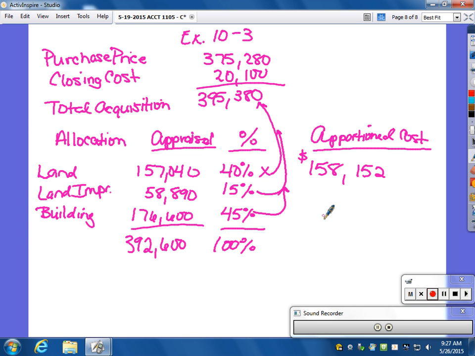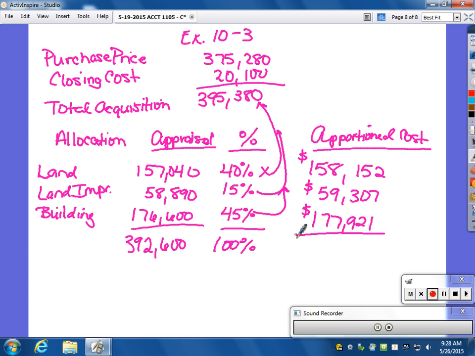15% or 0.15 times 395,380 is 59,307. And 395,380 times 0.45 is 177,921.